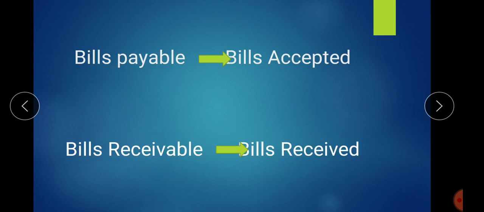Then bills payable and bills receivable account. Bills receivable account and bills payable account are to be prepared to find out the balances of bills received and bills payable accepted respectively.